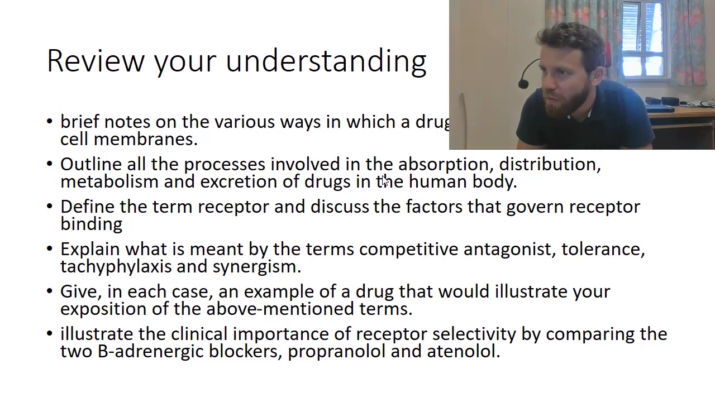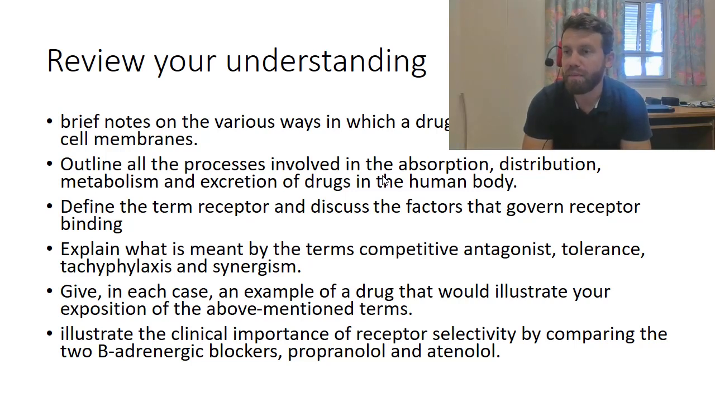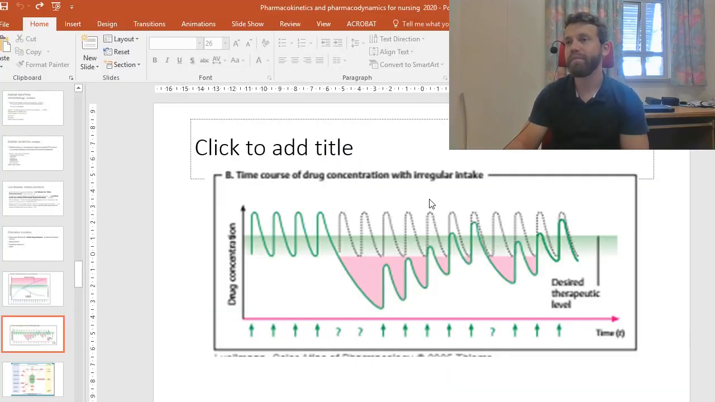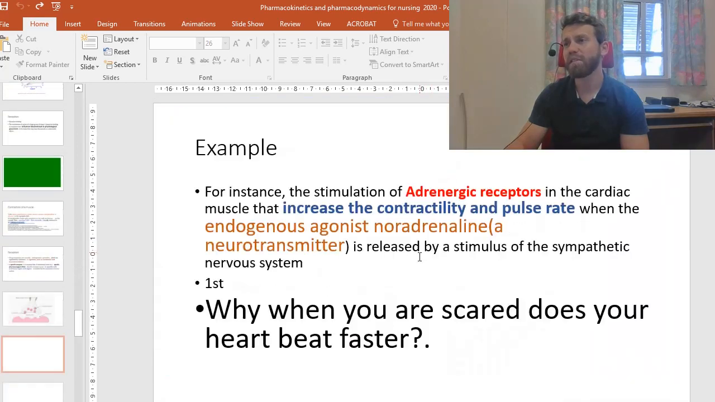Illustrate the clinical importance of receptor selectivity by comparing the beta-adrenergic blockers, propranolol and atenolol. So this is the one I explained earlier about asthma and hypertension together. Propranolol is a non-selective antagonist, meaning it acts on both beta-1 and beta-2 receptors. Atenolol is a selective beta-1 receptor antagonist, meaning it only acts on the beta receptors on the heart, not those on the lungs, so it doesn't cause issues in asthma, where propranolol would cause issues in asthma. And I think we've gone through all of it.